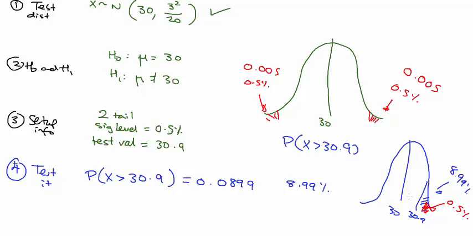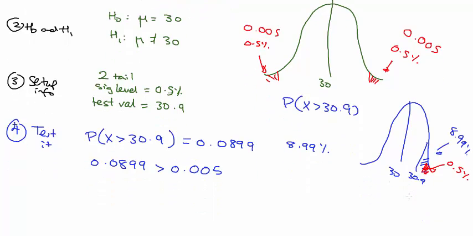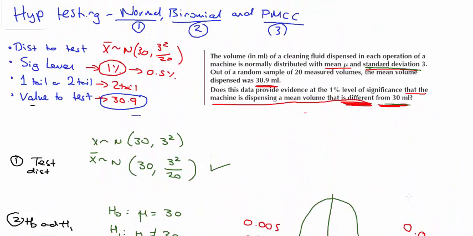So I can finish this off by saying 0.0899 is greater than my 0.005. Remember, 0.005, not 0.05. That's the mistake a lot of people make. Not in critical region. Accept H0, context and all that as well. Insufficient evidence to suggest that the mean volume dispensed by the machine is different than 30 mils.